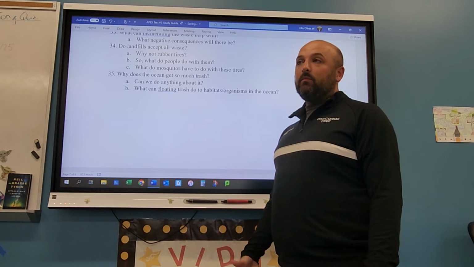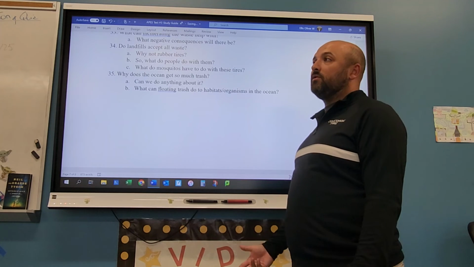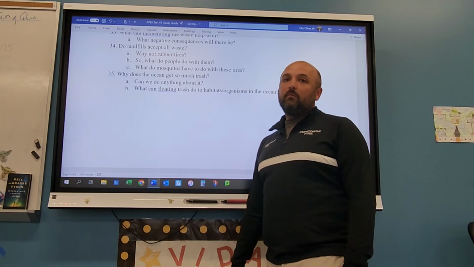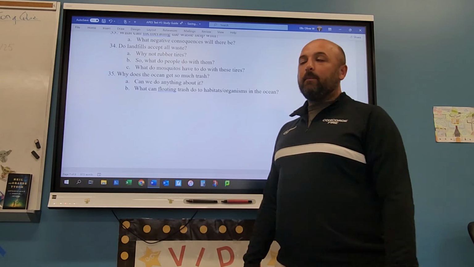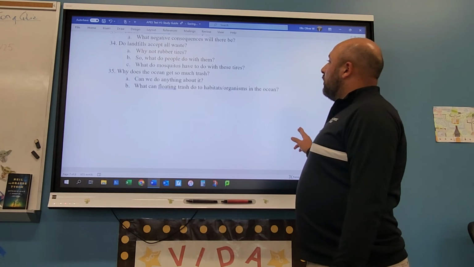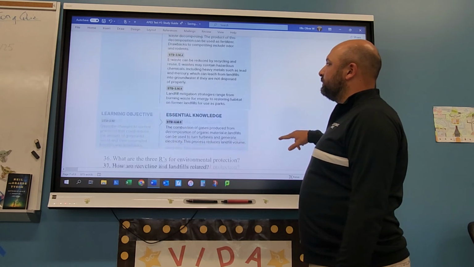Yeah, right? Recycle, reduce the amount of stuff that we use, reduce the amount of trash. Your single-use plastics, for example, we shouldn't be using those. Okay, not anymore. All right, reduce, reuse, recycle. What can floating trash do to habitats or organisms in the ocean? Well, it can kill them, as we've seen.